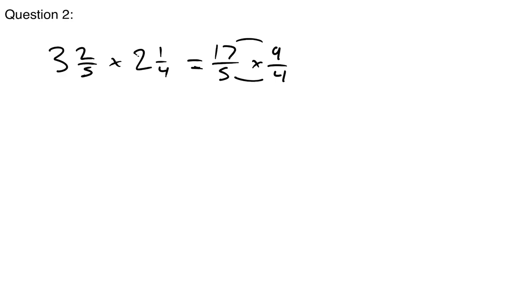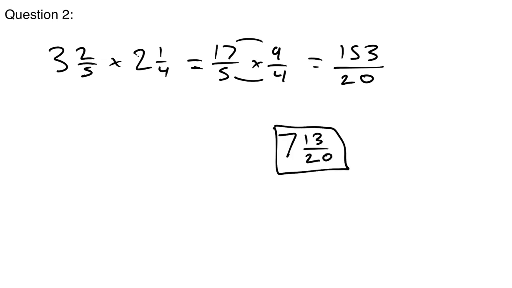So 17 times 9, when you use a calculator, you'll find is equal to 153. And then 5 times 4 is equal to 20. And so this is actually the most reduced form. So once again, we could leave it like this, or we could convert this improper fraction into a mixed number. So 20 goes into 153 7 full times, as 20 times 7 is equal to 140. So 7 will be our whole number. And then 153 minus 140 is equal to 13. So 7 and 13 over 20 is our final answer.